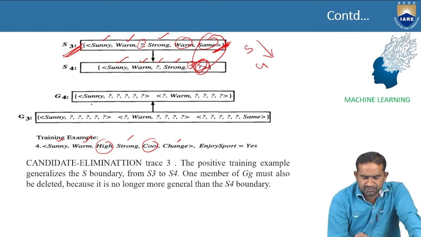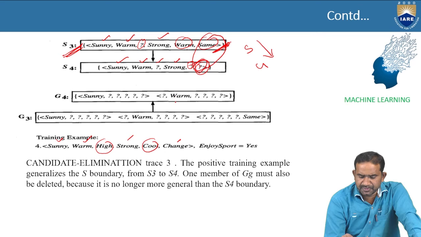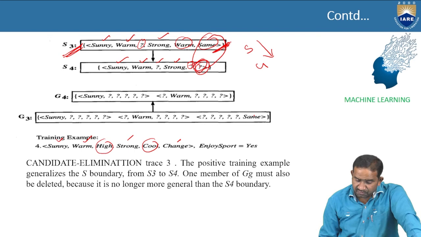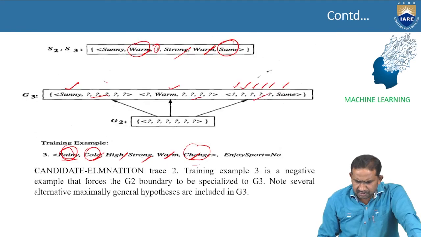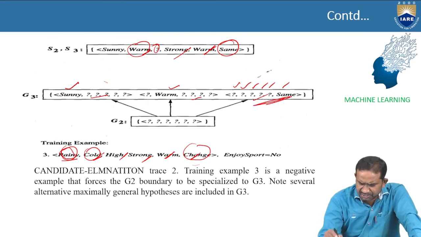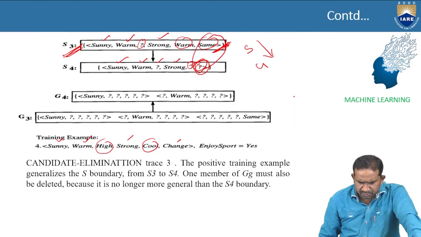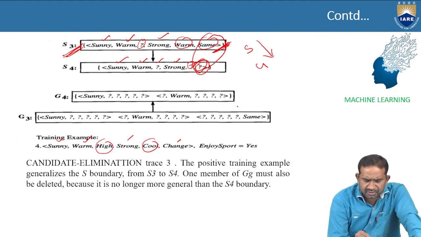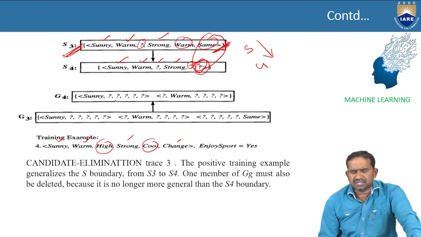G4 is sunny, question mark, generalized, generalized, and generalized, generalized. For the second attribute, warm, generalized, generalized, generalized, generalized. And we compare with this one. Why? Because this one is already there as a question mark. Once again we can check the previous one, G3. The same value is there here itself, so we can simply remove this one. Why? Because the same value is there. So we keep only these two values in this generalized one.